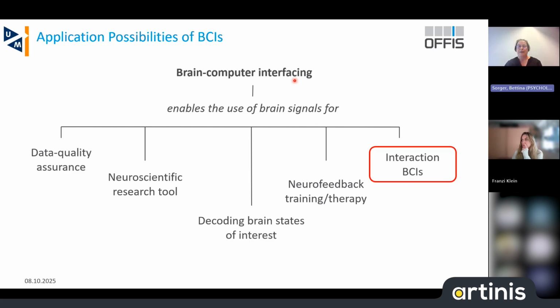These are used mainly for people with motor disabilities. Think of locked-in patients, for example, and by using a BCI, we can give them, again, freedom to control the environment or to communicate.